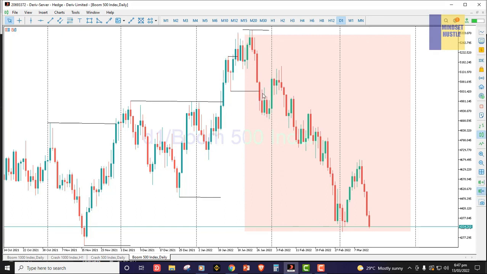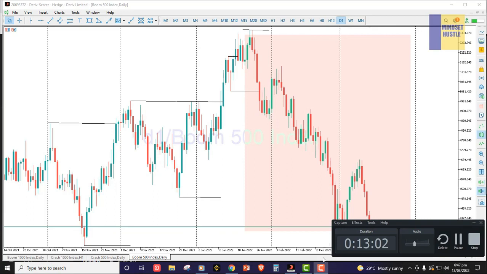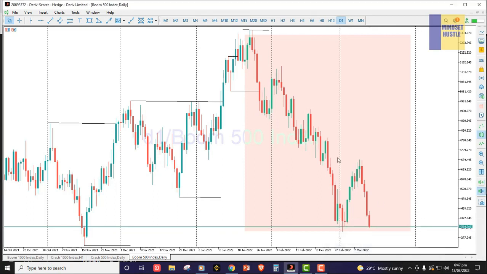So all you need to do is look for what caused this break of structure, and you do that on the lower time frame and even on the higher time frame. But you don't do your entry on the higher time frame, you do your entry on the lower time frame. So you do your analysis on the higher time frame and you do your entries on the lower time frame.